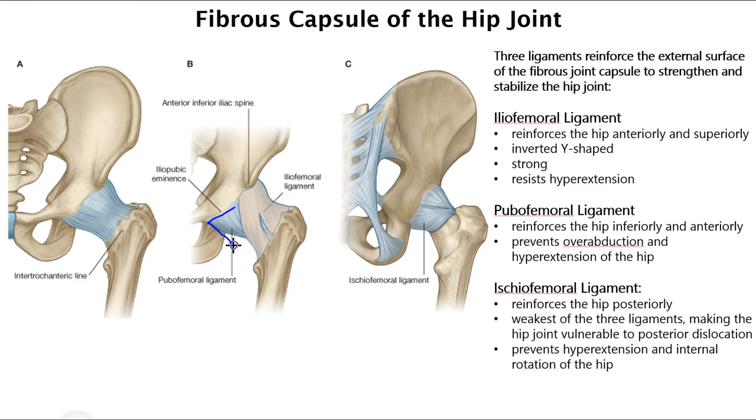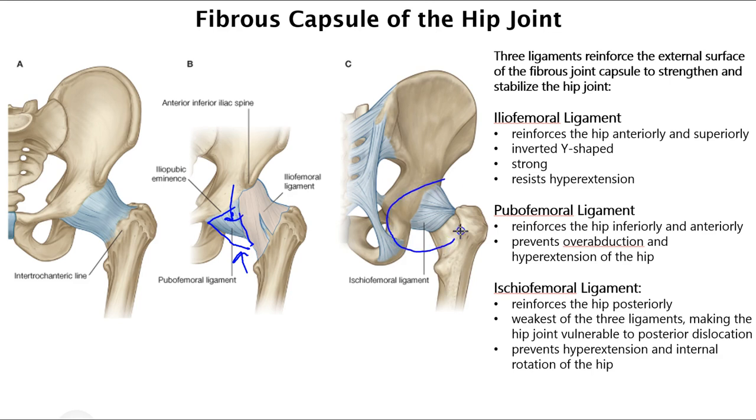Inferiorly, the pubofemoral ligament is triangular shaped and passes from the pubic bone to the femur where it blends with the iliofemoral ligament. It reinforces the hip inferiorly and anteriorly and prevents over-abduction of the hip.